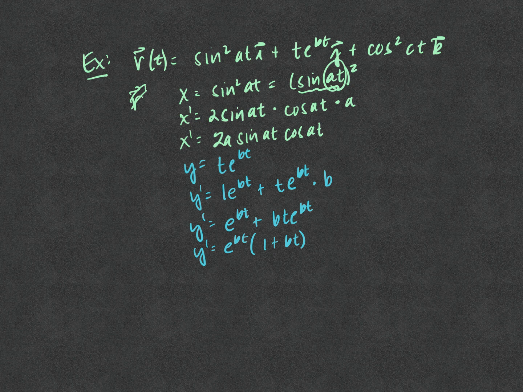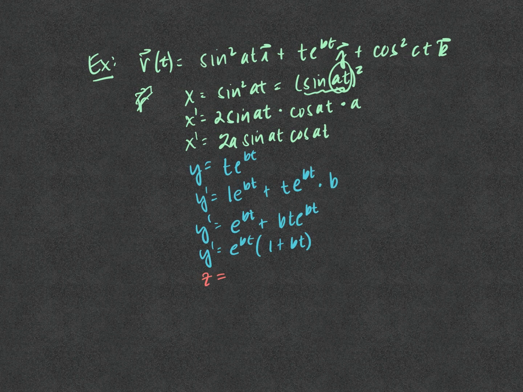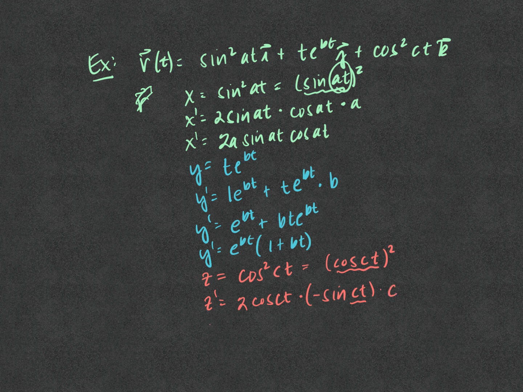Let's do z. If z equals cosine squared of ct, again let's write this as cosine of ct quantity squared. So we have 3 chain rules happening here again. The derivative of z is the parentheses, so we have 2 of the parentheses to the first. And then we're going to take the derivative of cosine of ct, and that's negative sine of ct. And then the derivative of the ct is c. So z prime is 2c cosine of ct, and there's a negative sine of ct.